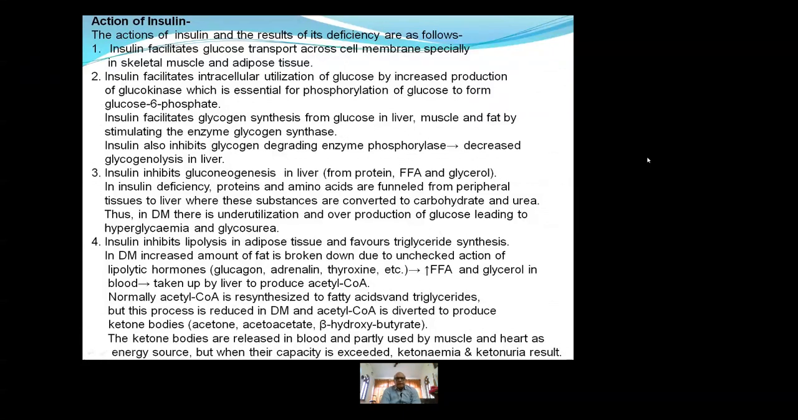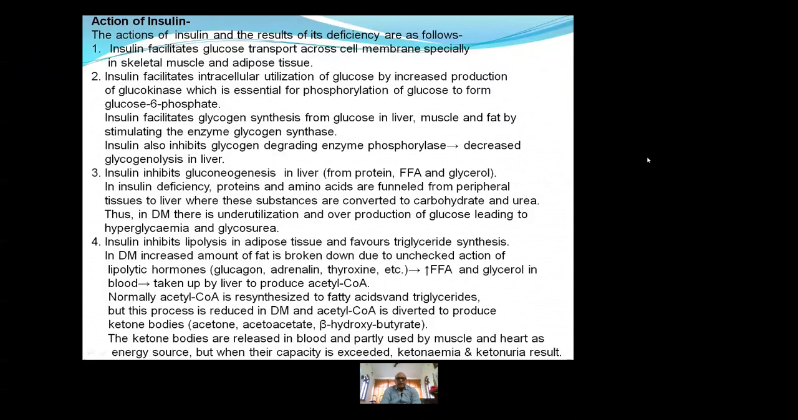Insulin inhibits lipolysis in adipose tissue and favors triglyceride synthesis. In diabetes mellitus, an increased amount of fat is broken down due to unchecked action of lipolytic hormones: glucagon, adrenaline, thyroxine. Increased free fatty acids and glycerol in blood are taken up by the liver to produce acyl coenzyme A.